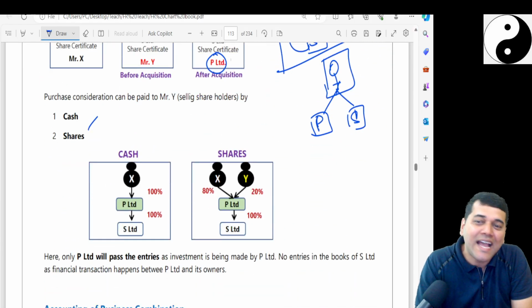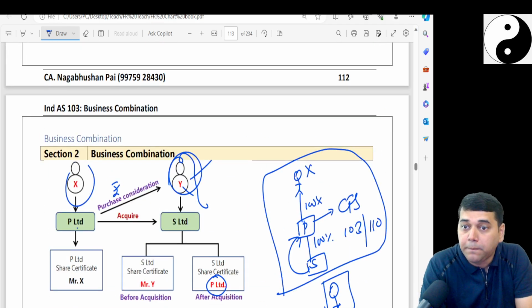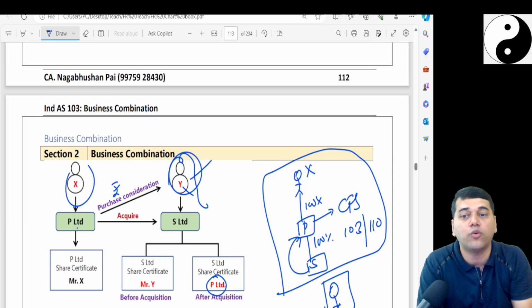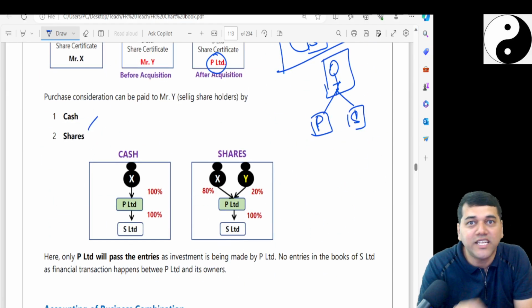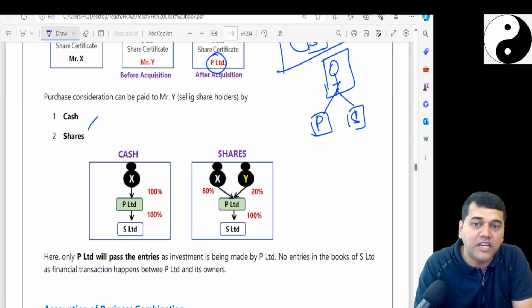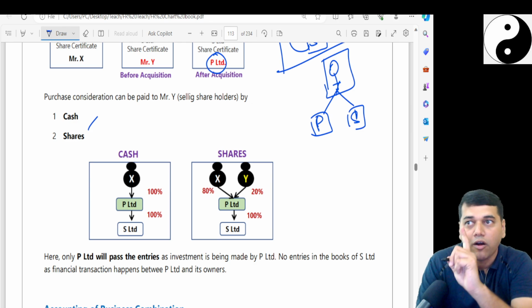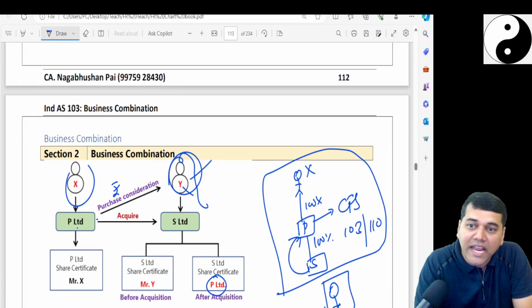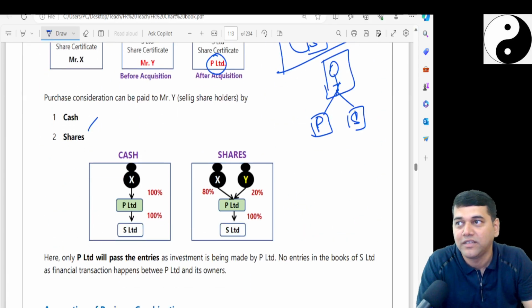So if you have paid the cash, the structure will look like this: Mr. X, P and S. But instead, what can happen? P can issue its shares to Mr. Y. That means going forward, P Limited's structure can change like this: 80% of P is held by this and 20% is held by this, and S Limited becomes a 100% subsidiary. Alternatively, P may acquire only 80% of the shares of S Limited by issuing 20% of its shares.